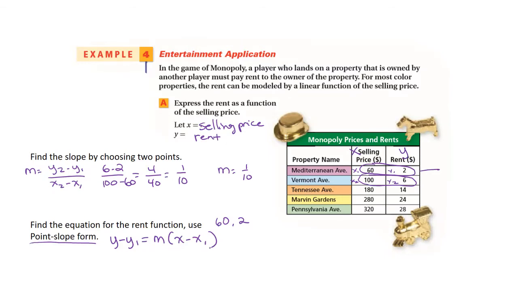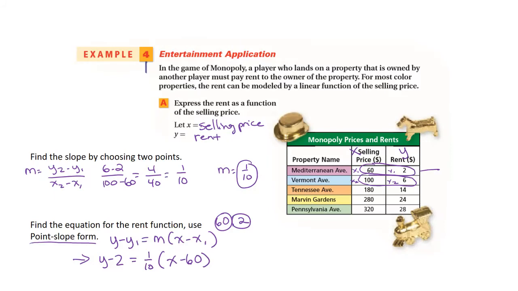Let's take a look at this. We're going to say y minus, and our y is 2, so y minus 2 equals m, which we said up here was 1/10, times x minus the x1, which is 60, x minus 60. So here is your actual formula in point slope form. Now, we can go ahead and distribute if you wanted to have it written in the point intercept form.